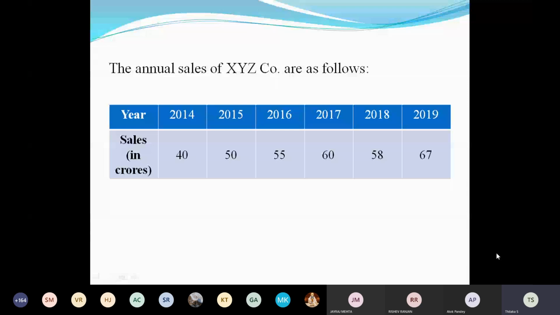For the year 2014, the capital X time period value will be 2014 minus 2016.5. For the year 2015, 2015 minus 2016.5. For the year 2016, it's 2016 minus 2016.5. Next 2017 minus 2016.5, 2018 minus 2016.5. Likewise, you have to make a difference between the average which we calculated and the years which were given. So the middle years 2016 and 2017 will get the values of minus 0.5 and plus 0.5. Is it clear?